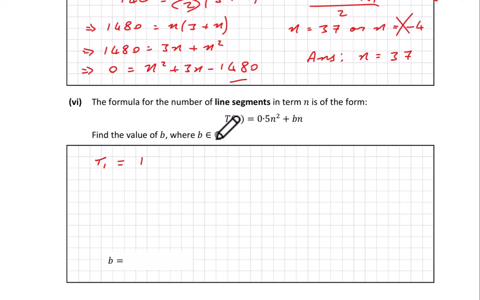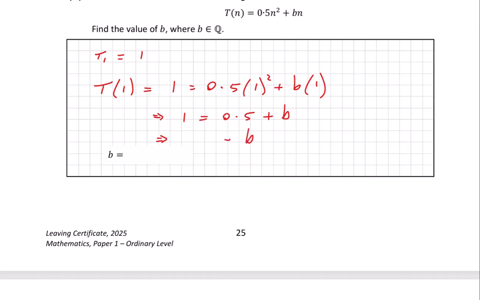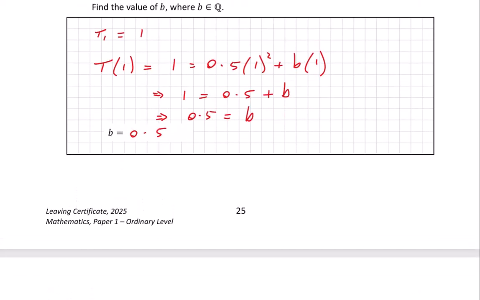So that's what I'm going to use. So in T1, T1 is equal to 1. So in other words, T of 1 is equal to 1, and that's equal to 0.5 times n, which is 1 squared, plus b times 1. So when you do this, you get 1 is equal to 0.5, 1 squared is just 1, plus b times 1 is just b. And then that gives you b is equal to, subtract 0.5 from each side, and you get 0.5 here. So b is equal to 0.5. That's it for this question.